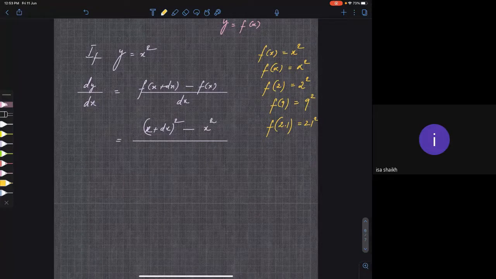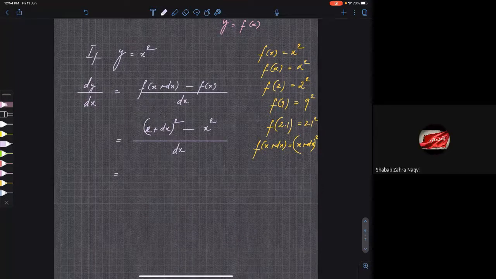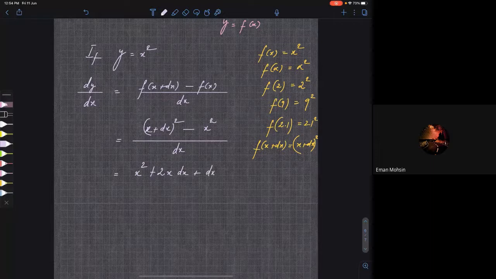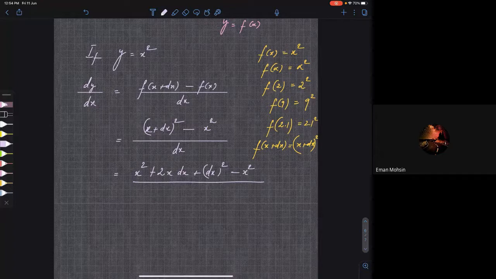So f of x plus dx will be x plus dx whole square. You are getting my point. Yes. So I'm writing that also. f of x plus dx is x plus dx whole square. Yes. So tell me, what is remaining here? dx. Now everybody knows what a plus b whole square is. Tell me. a square plus 2ab plus b square. So 2x dx plus dx square minus x square by dx.